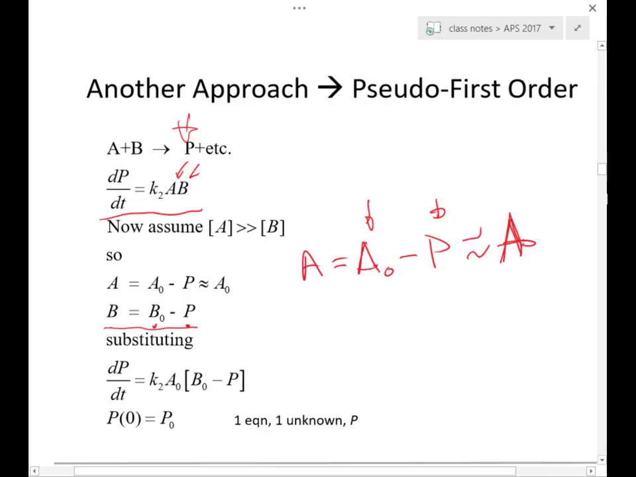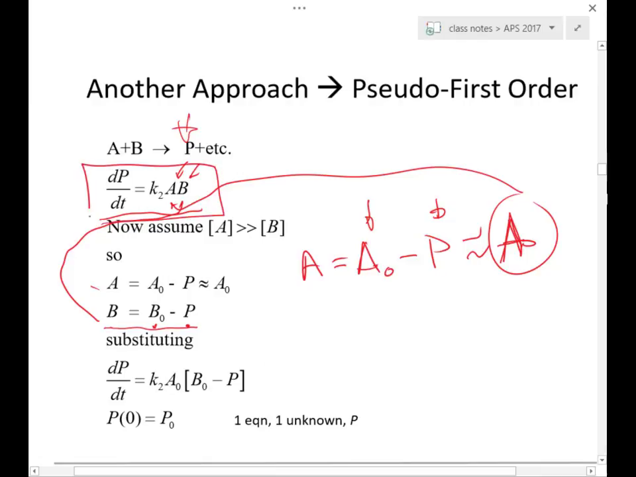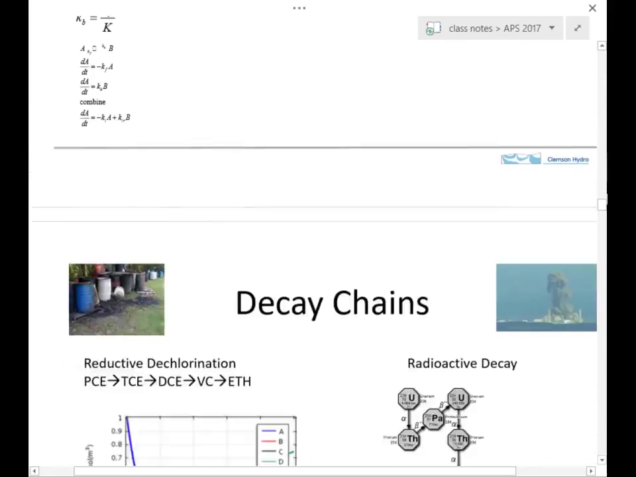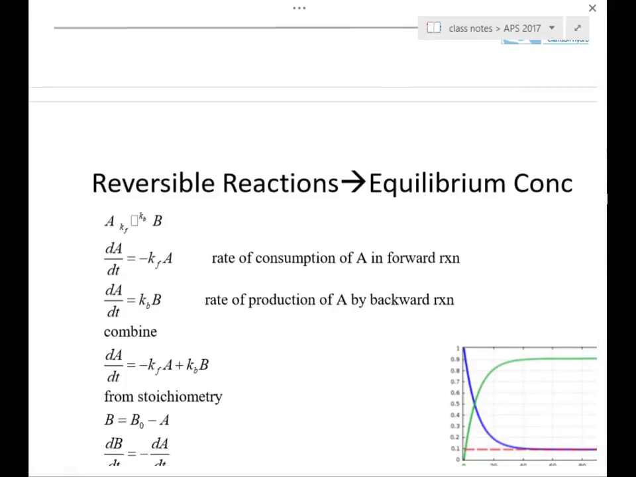And so if we take these and substitute them back in, so instead of A, now we put in A0, and B is now B0 minus P, then this, which we get from our original equation, becomes this. And this now says that the rate of change of P is just proportional to P to the first power. So this ends up becoming a transformation to get it into a first order equation. Okay, so that'll be convenient for some applications.